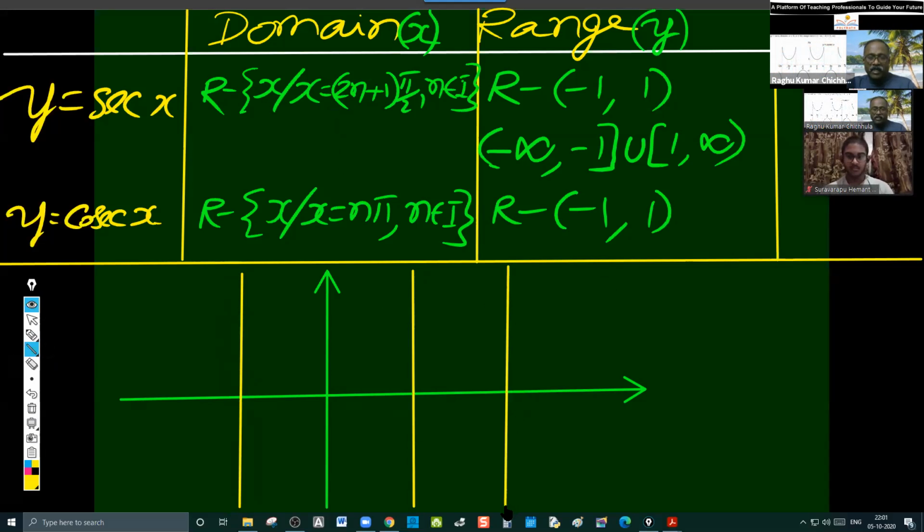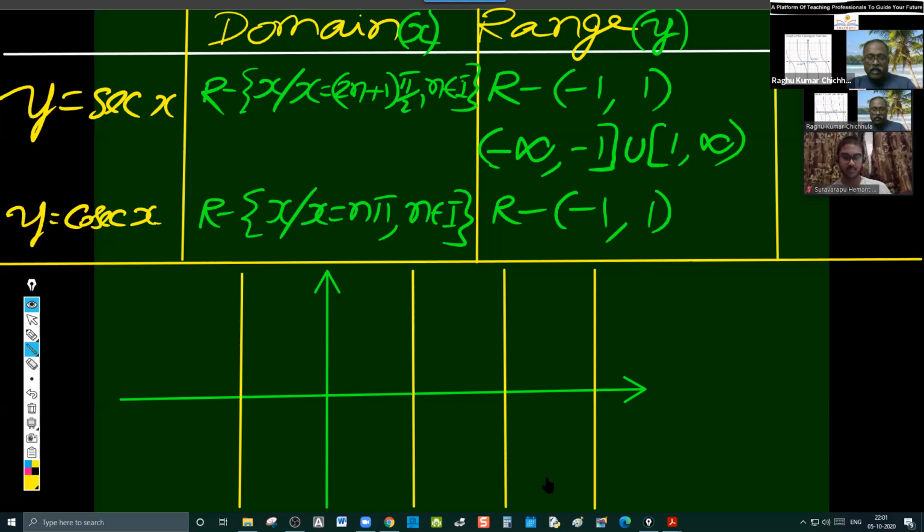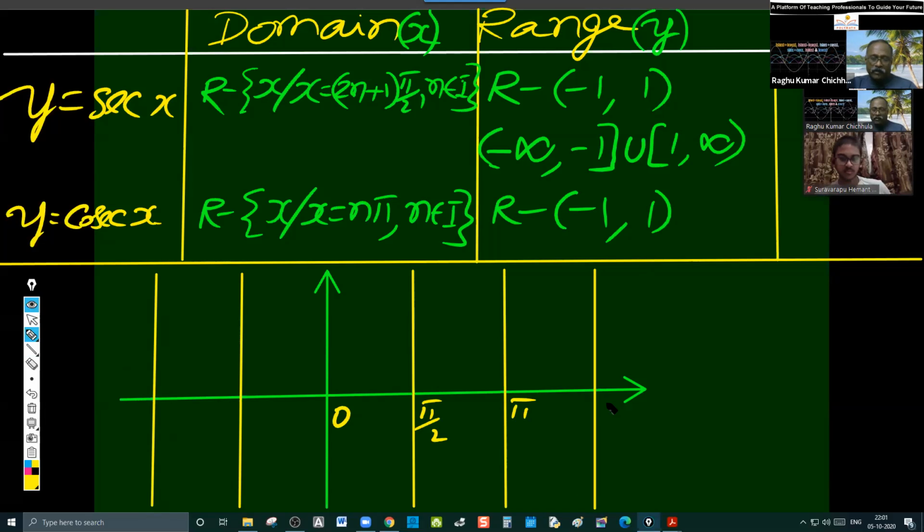So similarly, whatever the discontinuity is there for cot is the same for what? Cosec. Yes. Now, let me show you that. I'll mark the values now. This is 0. This is pi by 2. This is pi. This is 3 pi by 2. And this is minus pi by 2. This is minus pi. Okay.